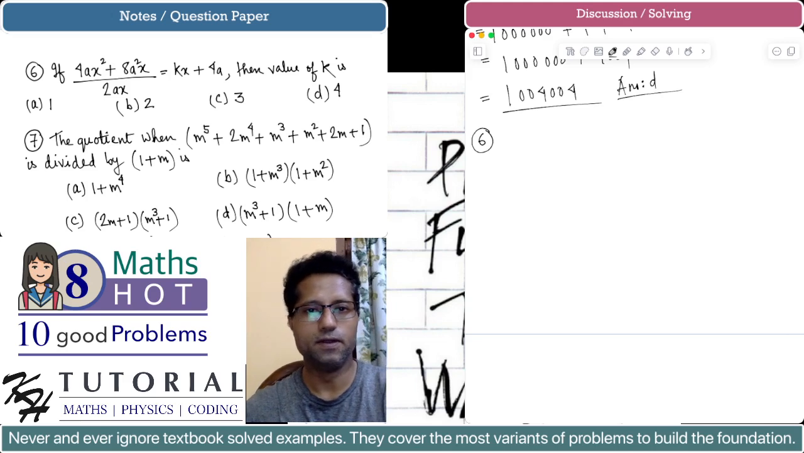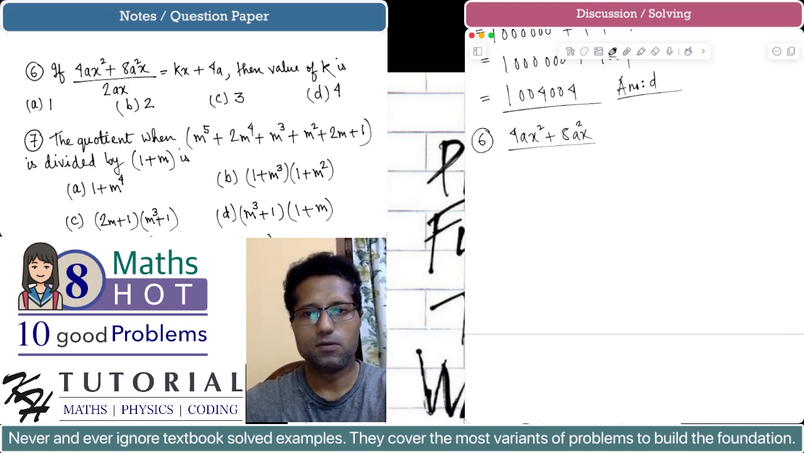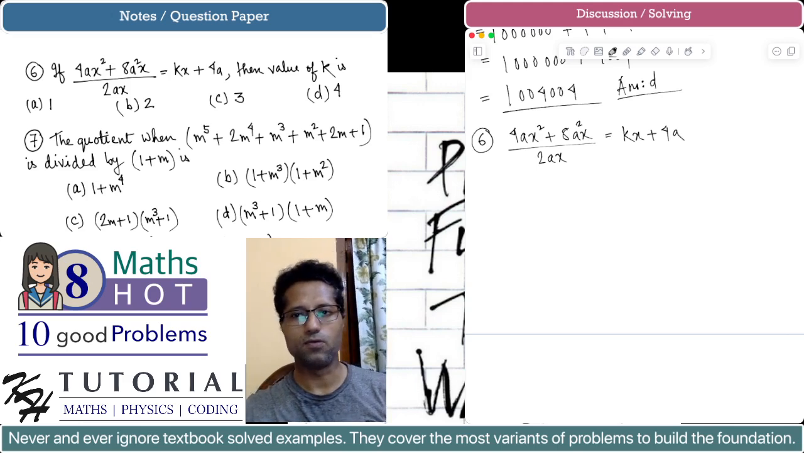An equation is given and we have to find the value of k. The equation is 4ax square plus 8a square x divided by 2ax. This is given to be equal to kx plus 4a. So we have to find the value of k.